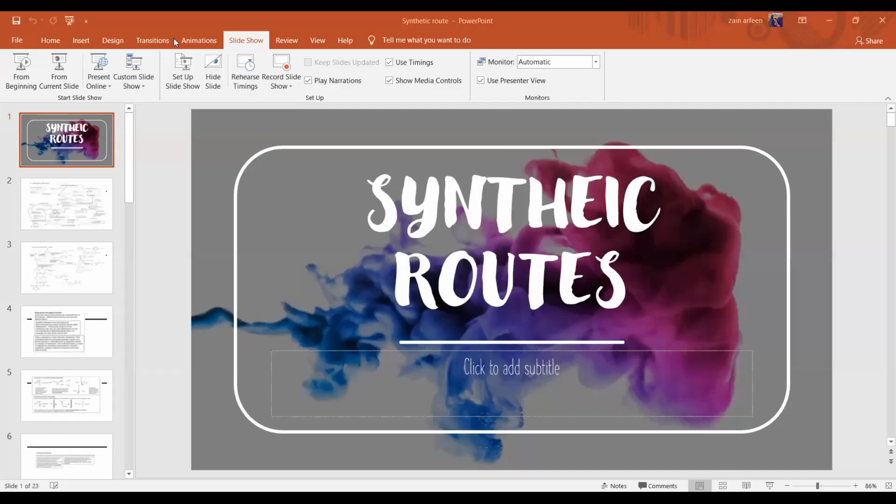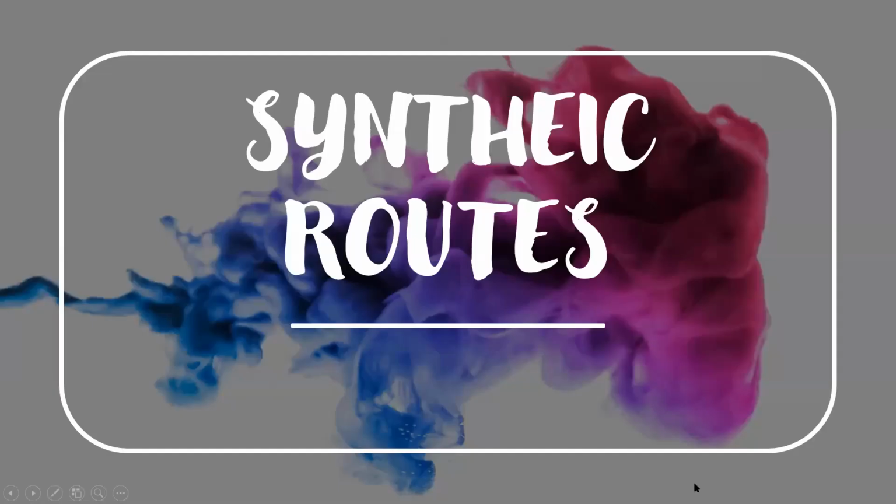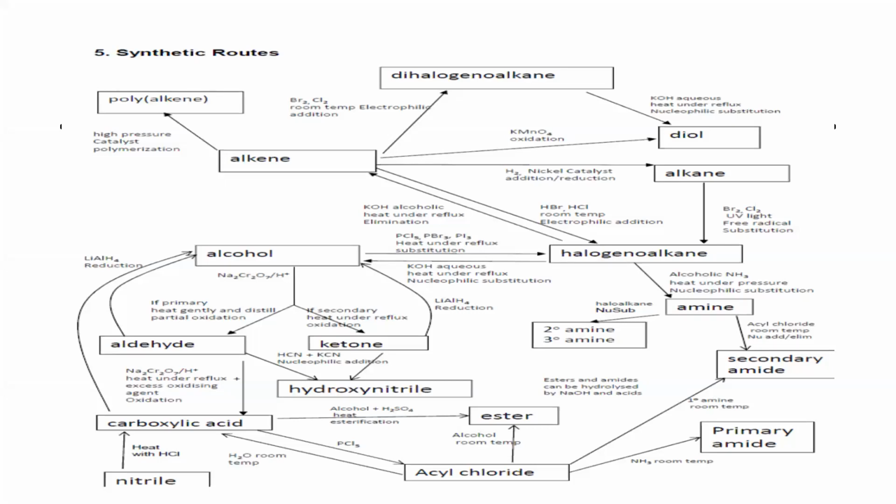Just a minute, I will start the last topic, which is about the synthetic routes. So synthetic route is actually what you studied till now: the reactions refer to the synthetic route or manufacturing routes. This is one complete slide about how one reagent, one substance can be changed into another.